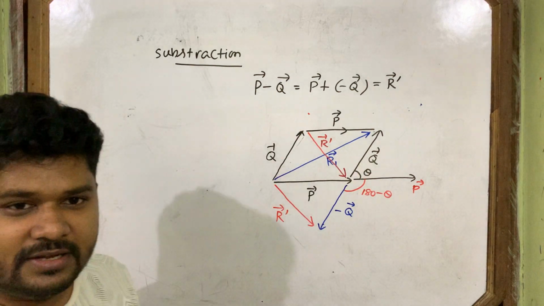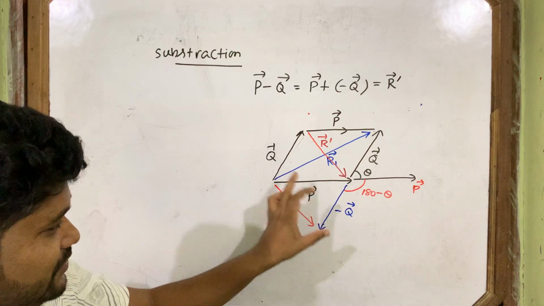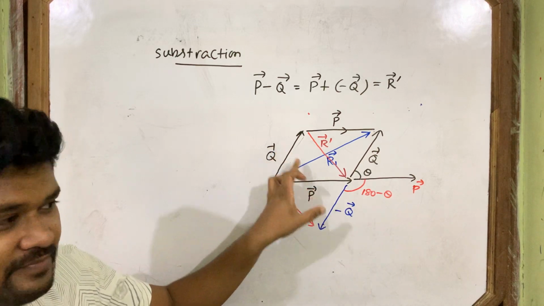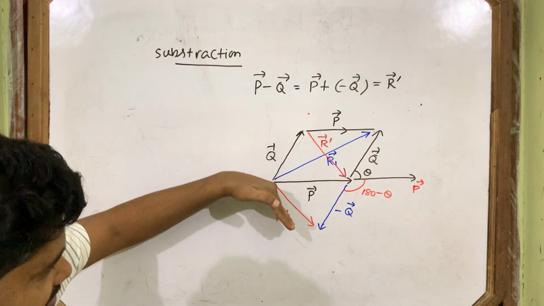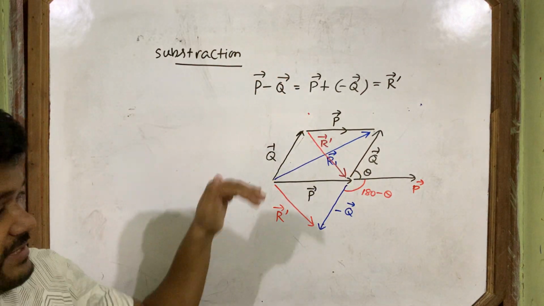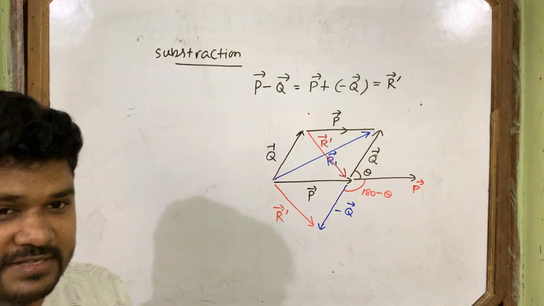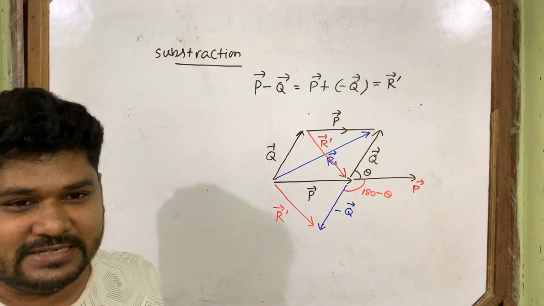Okay, I have not drawn it like this. You see, this q and this q are both the same in magnitude. So when it shifts parallelly, it now turns to this side. So this is the r dash vector. Now understand my points. This vector is the r dash vector.